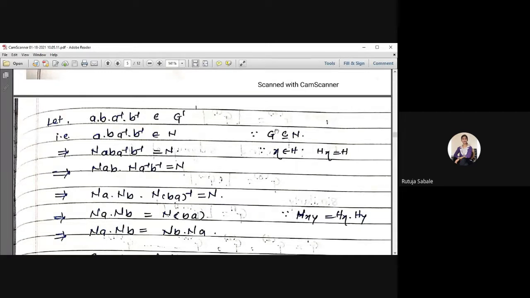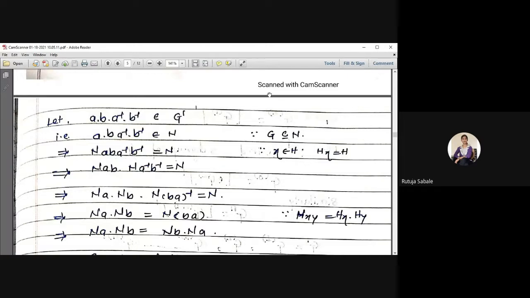Take here G dash, not G1. Here G dash is contained in N. Hence, this element goes in N. A, B, A inverse, B inverse belongs to N. This implies that N, A, B, A inverse, B inverse is equal to 1.